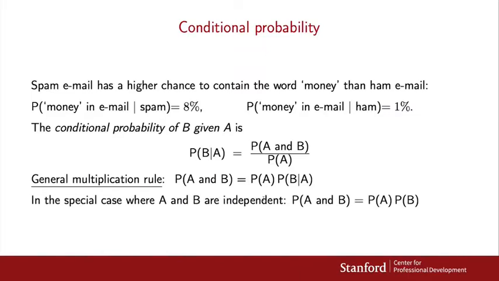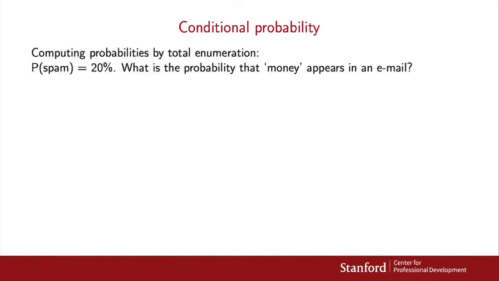In the special case where the events A and B are independent, the probability of A and B is simply the probability of A times the probability of B. So you see, in the special case of independence, the conditional probability of B given A is the same as the probability of B. And that makes sense because independence means that the outcome of B does not depend on A. So let's do some computations.